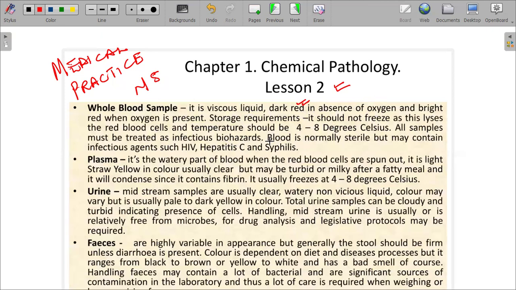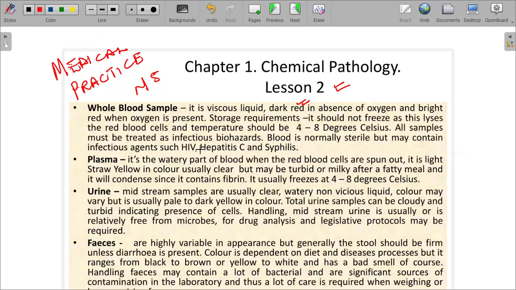And then all samples must be treated as infectious biohazard, as to say that they can possibly cause diseases. Blood is normally sterile, but may contain infectious agents such as HIV, hepatitis B, and syphilis. We are looking at the possibilities of diseases that might arise as infections as a result of blood.